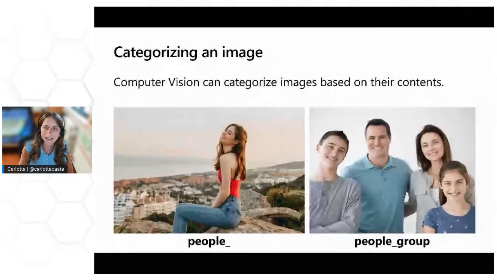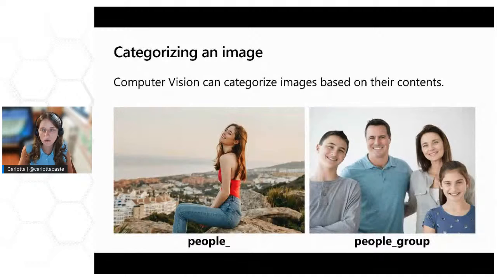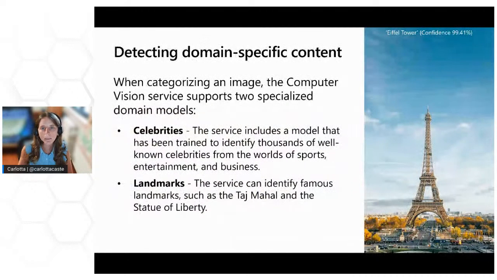And this is also a great example of the parent-child hierarchy between two tags, because the parent is usually used for categorizing an image broadly, while the child categorizes the image specifically. In addition to tagging and high-level categorization, computer vision also supports further domain-specific analysis using models that have been trained on specialized data. And we are talking about two specific domains, celebrities and landmarks.